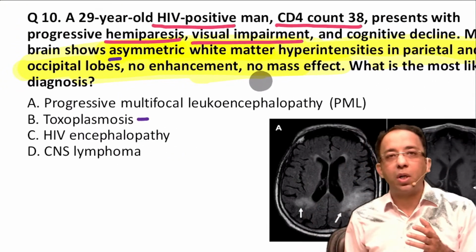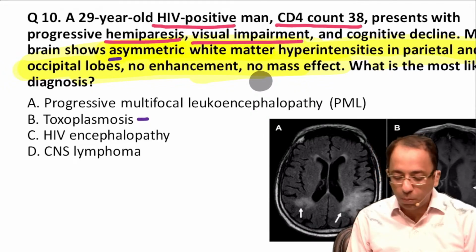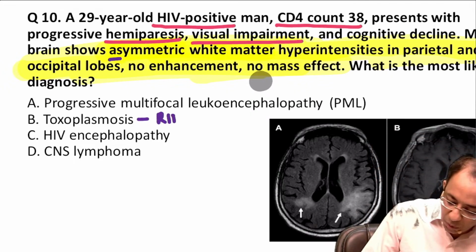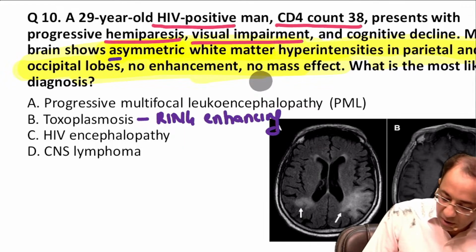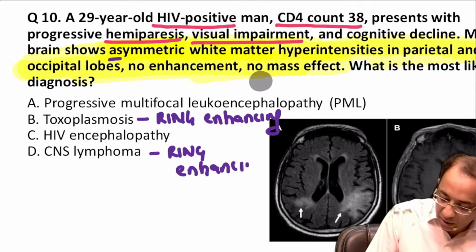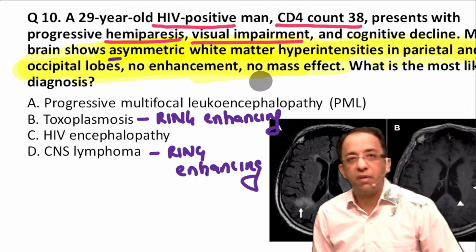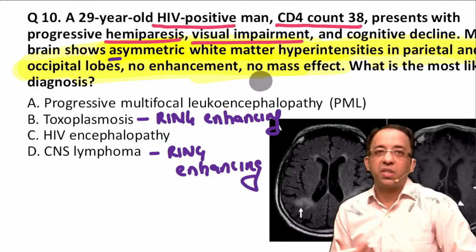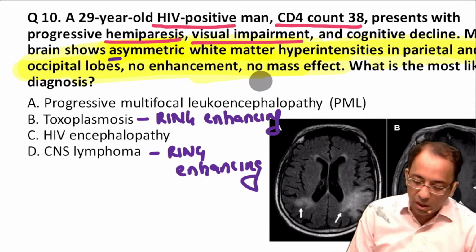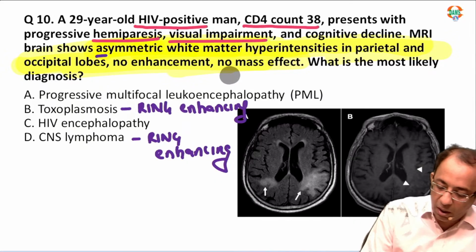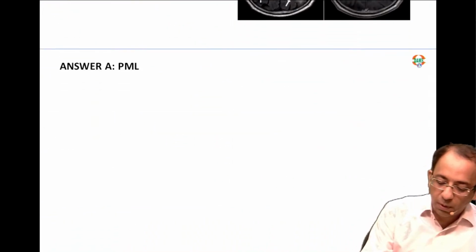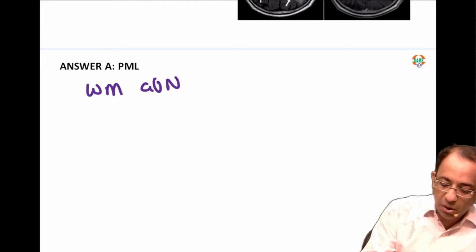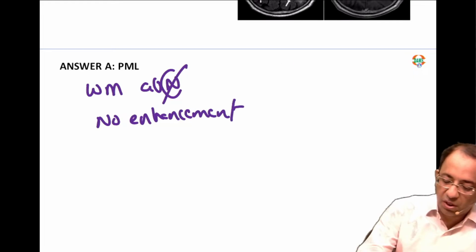Toxoplasma is a very important opportunistic infection in HIV. Is this toxoplasma? No. Why not? Toxoplasmosis will be seen as ring enhancing lesions. CNS lymphoma again in HIV patients will be a ring enhancing lesion. CNS lymphoma is a tumor, toxoplasma is an infection, would have a ring enhancing lesion. So if we see white matter abnormality with no enhancement in a patient with HIV, I am thinking of an opportunistic infection by JC virus.